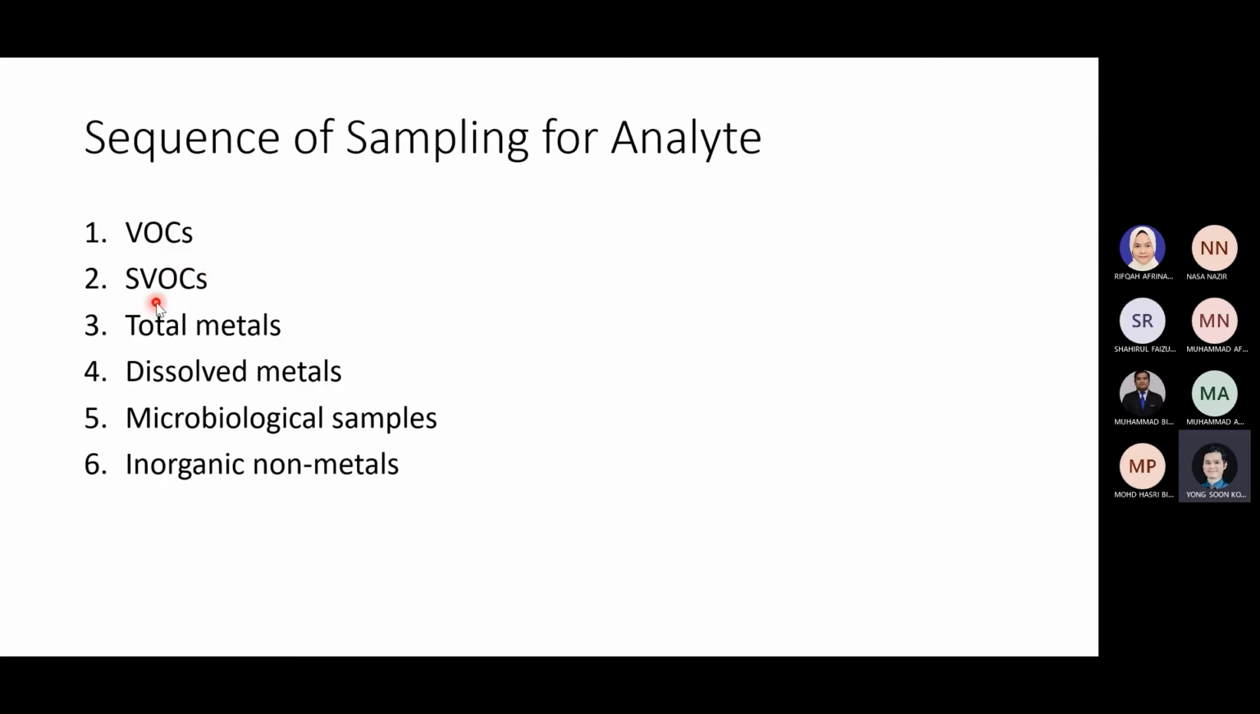Because why? Once you have collected those samples, they will start to volatilize already. The levels of these volatile analytes will start changing the moment we go in there. So if you don't immediately collect them and treat them properly, they might be released and you might have underestimation of these compounds. Now the next one is total metal and also dissolved metal. So you can collect these two. And the preservation is usually acid. And then finally, microbiological samples and inorganic non-metals. So these are the sequence that we usually follow, where we want to collect a water sample.